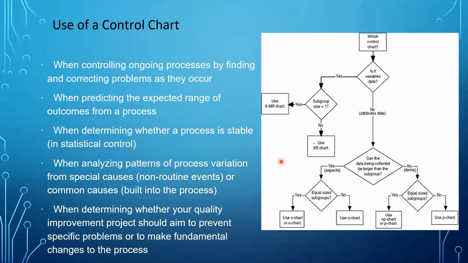When to use a control chart? When controlling an ongoing process by finding and correcting problems as they occur. When predicting the expected range of outcomes from a process. When determining whether a process is stable or not. When analyzing patterns of process variations from special causes or common causes. When determining whether your quality improvement project should aim to prevent specific problems or to make fundamental changes to the process.